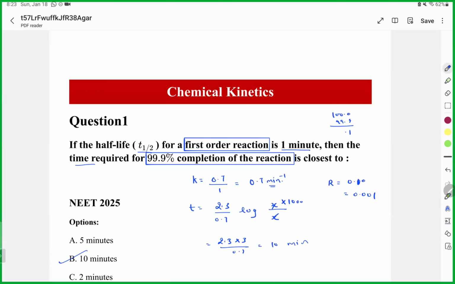Any doubt? How do we know it is 10 minutes? You just need to focus on this point. If you calculate R in this case, 99.9% is completed. Only 0.1% is left. Correct? 0.1% out of 100. So it means it will be 1 by 1000 compared to the initial value. Any doubt? No, sir, no doubt.